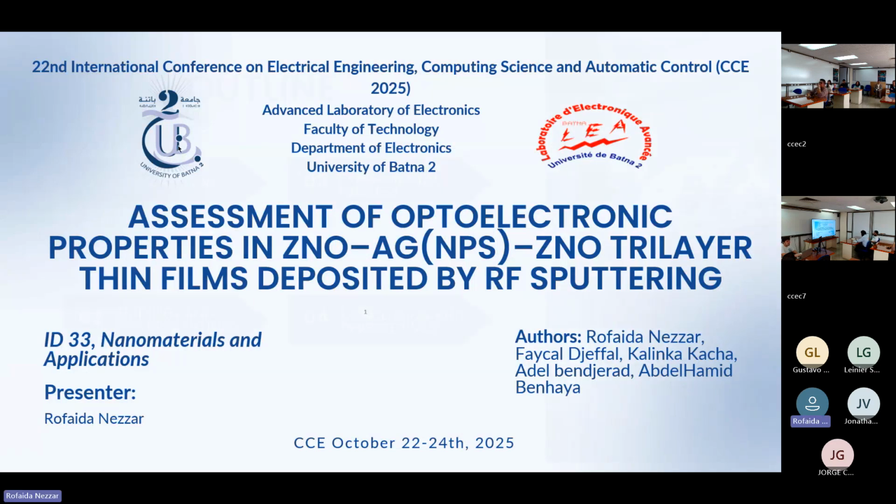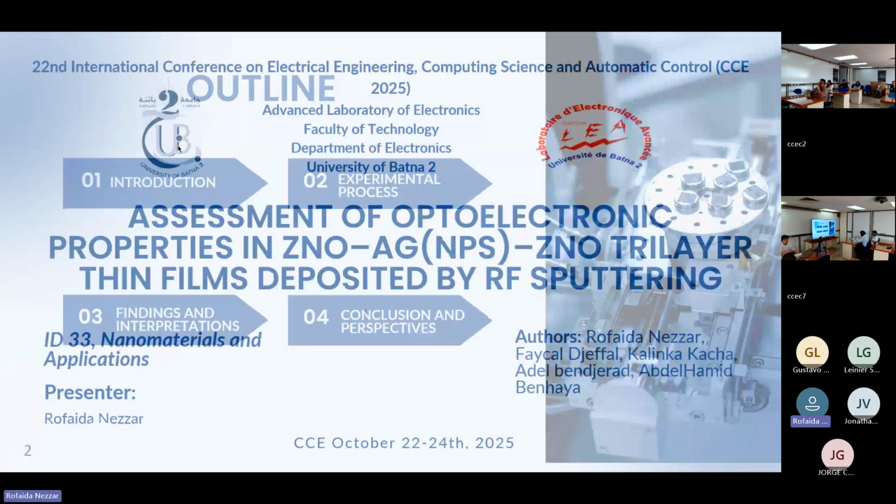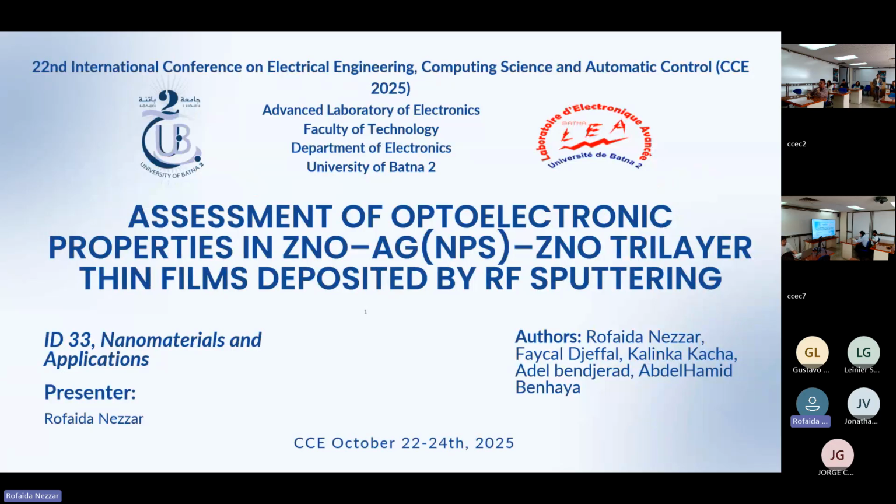So greetings, everyone. Today I will be presenting our recent work on zinc oxide, silver, zinc oxide, three-layer thin films that are deposited by radio frequency sputtering, and how these structures can serve as a potential alternative to indium tin oxide in optoelectronic applications.